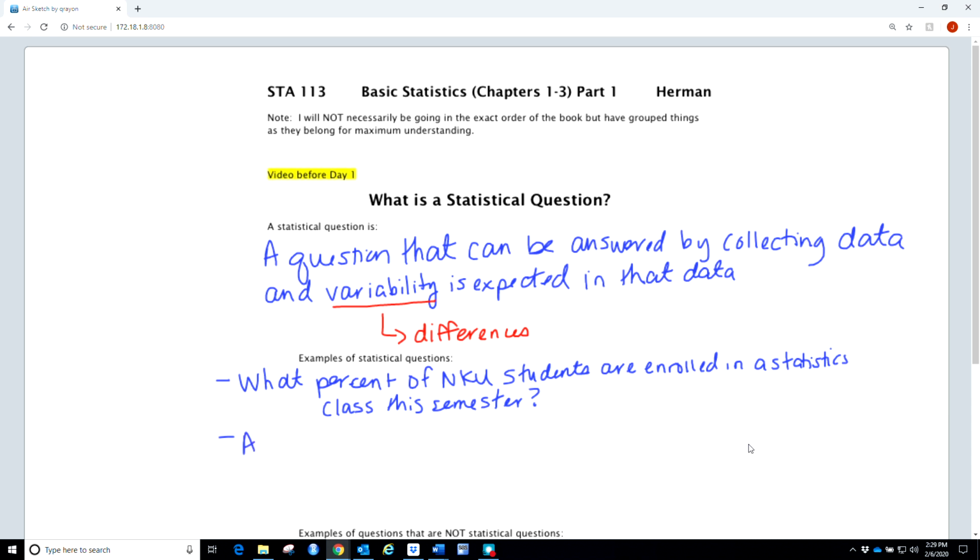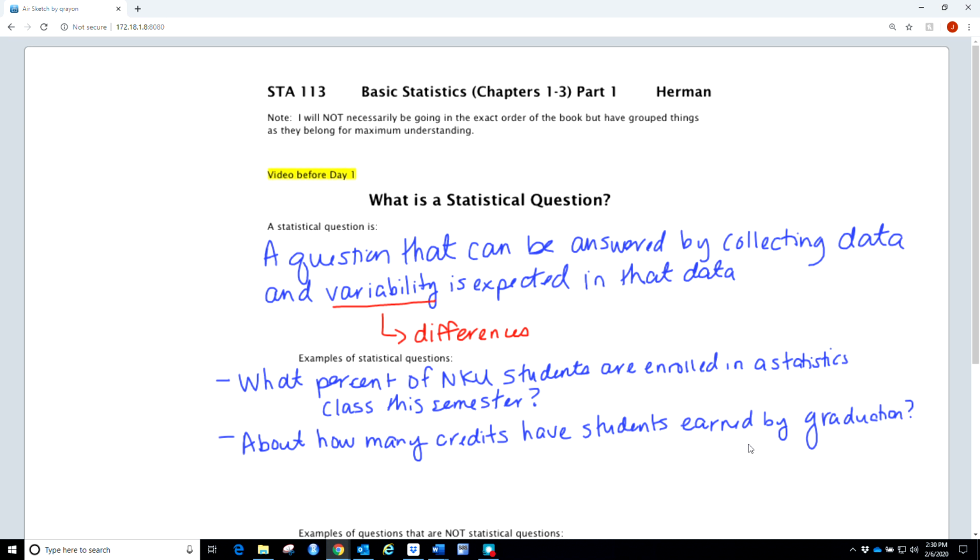Another example of a statistical question is to figure out about how many credits students have at the time they graduate. So if I were to find out this number, I'm expecting that not all students are going to have the same number of credits at graduation time. So I expect there to be this variability. And I can answer this question by collecting some data.